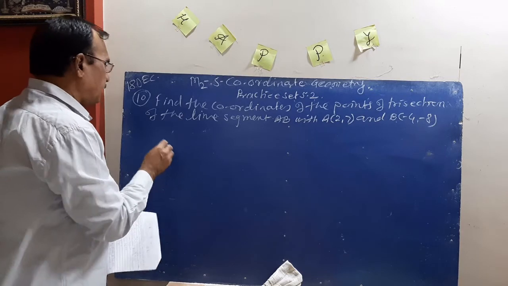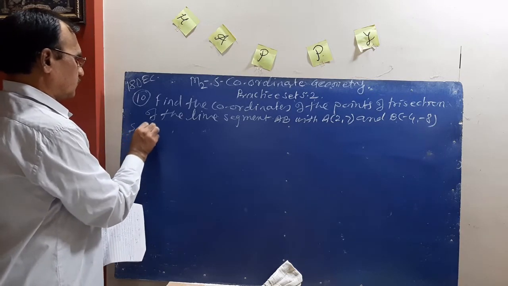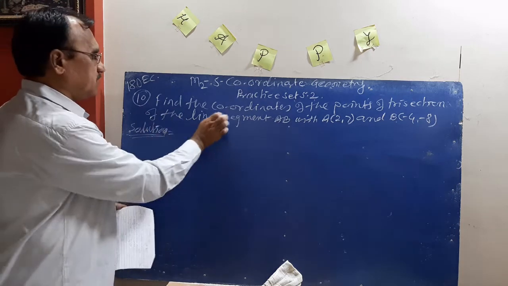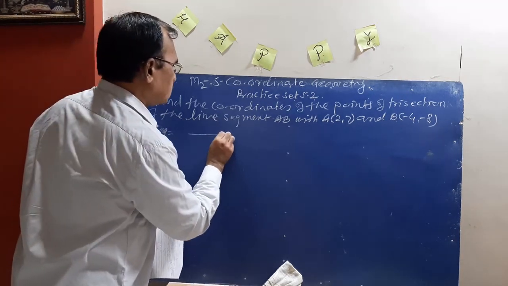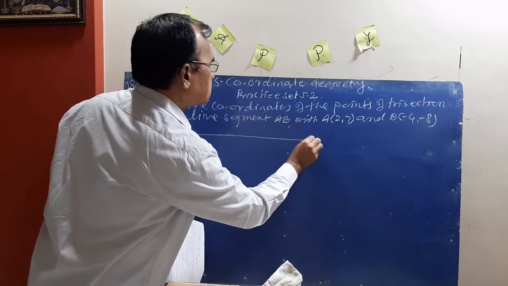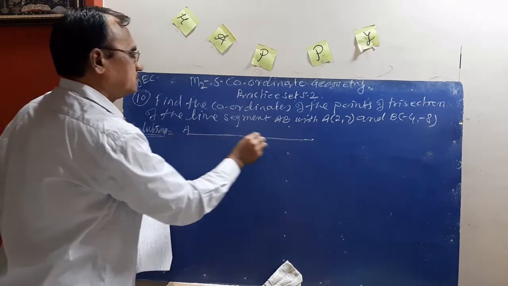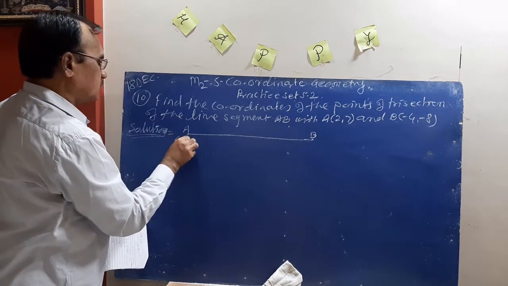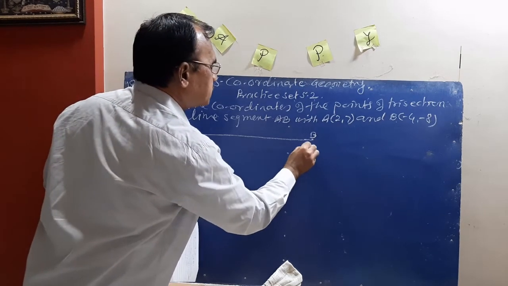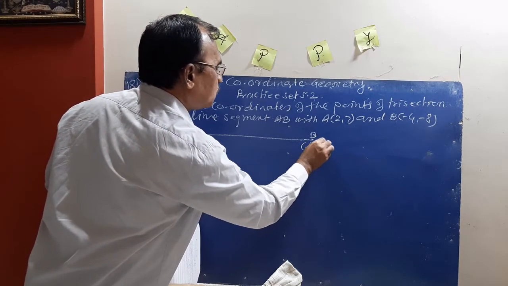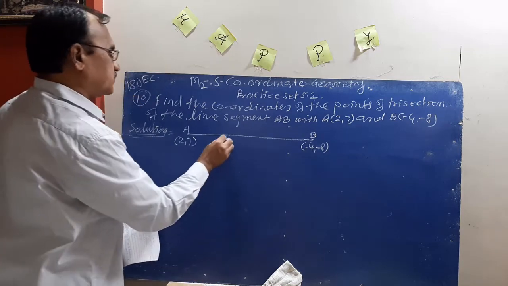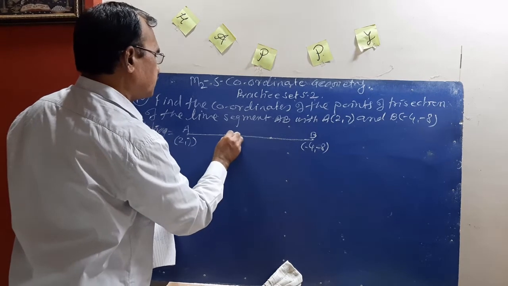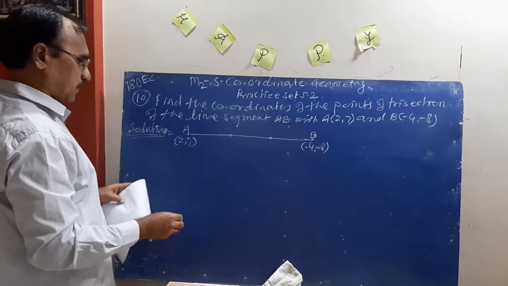Draw a figure. If you draw a figure, then the meaning of the given example will be clear. This is segment AB. A is (2, 7) and B is (-4, -8). Trisection means three equal parts. These are approximately the three equal parts.